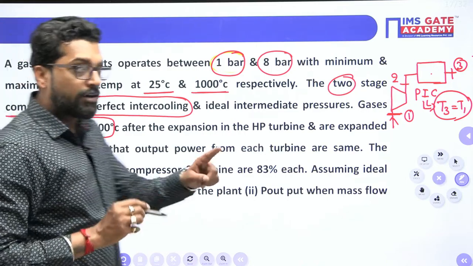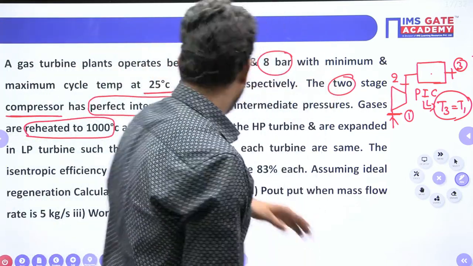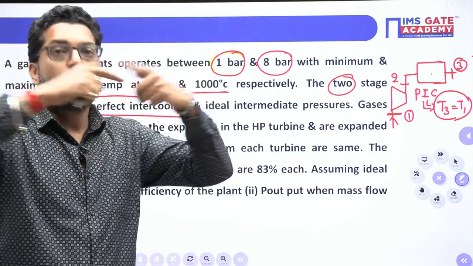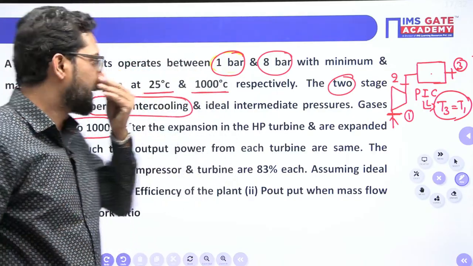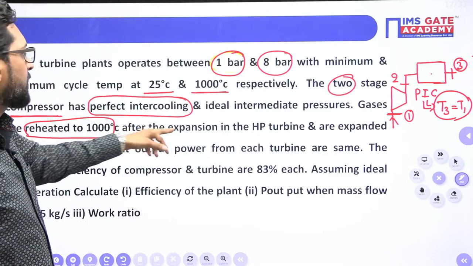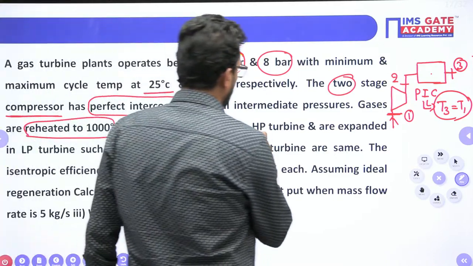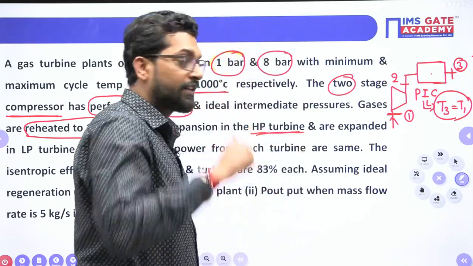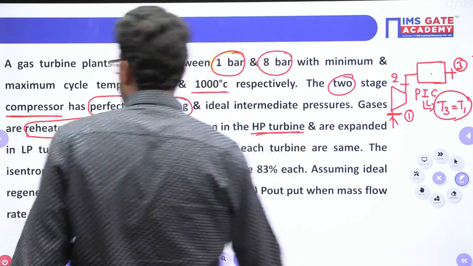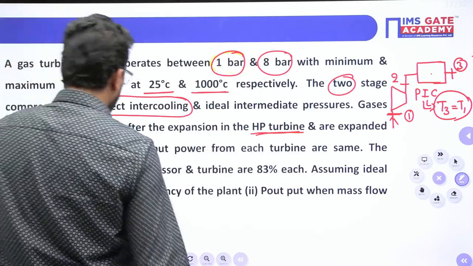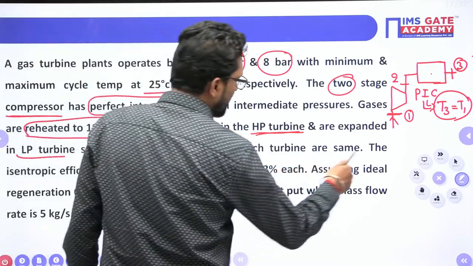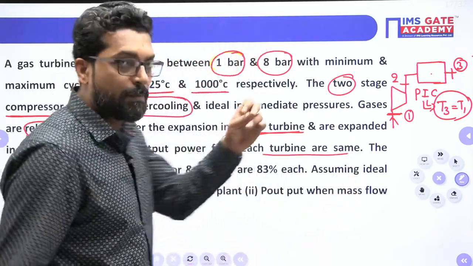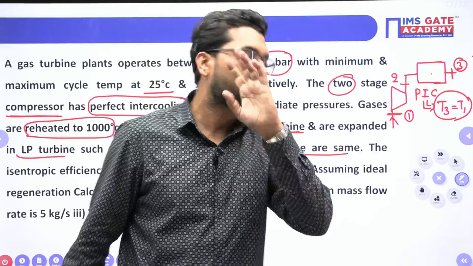That means now it's supplied to reheat, and reheat is a type of heat exchanger, a counter flow heat exchanger. Reheat happens after expansion in the high pressure turbine. That means after expansion in the high pressure turbine, the fluid is reheated and expanded in a low pressure turbine such that the output power from each turbine is the same. That means power of turbine 1 is equal to power of turbine 2.